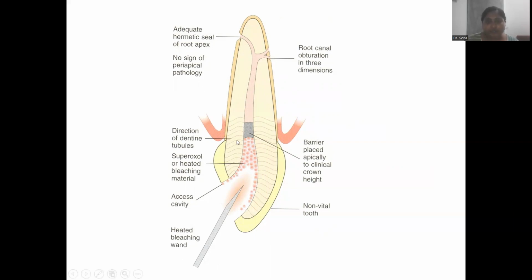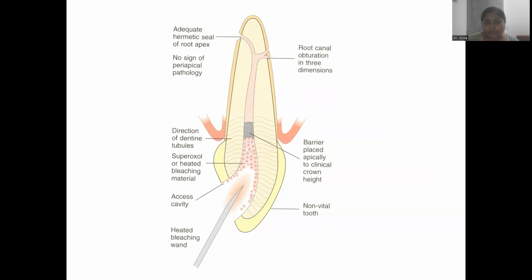Once they come to you, isolate the tooth nicely, remove the temporary or permanent material, whatever is there in the access cavity, and then keep the obturation as such. Remove the obturation up to 1 to 2 mm below the stain. In this picture you can see the CEJ region. Remove the obturation up to 1 to 2 mm below the CEJ region, and place GIC as a barrier material.